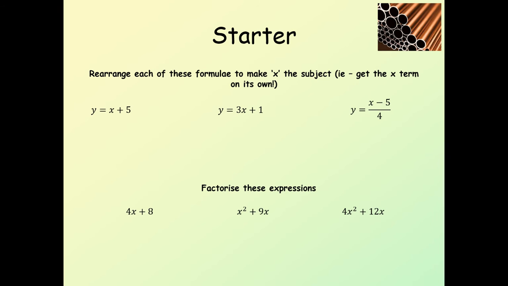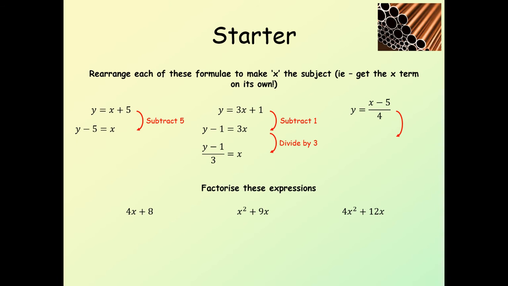Okay, quickly just going through this. Y is equal to x plus 5. So if I subtract 5 on both sides, y minus 5 is equal to x. Y is equal to 3x plus 1. I need to make x the subject, so subtract 1 from both sides first. That gives me y minus 1 is equal to 3x. Then divide by 3 on both sides. That gives me y minus 1 over 3 is equal to x.